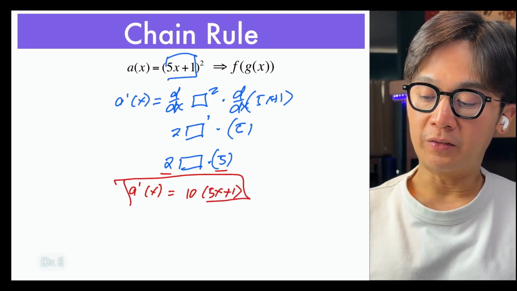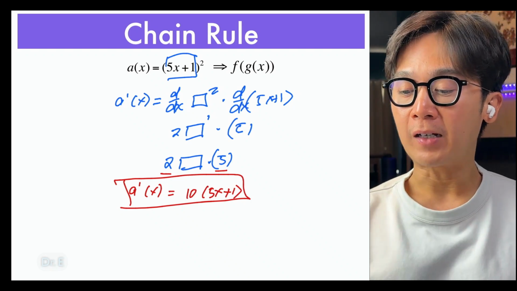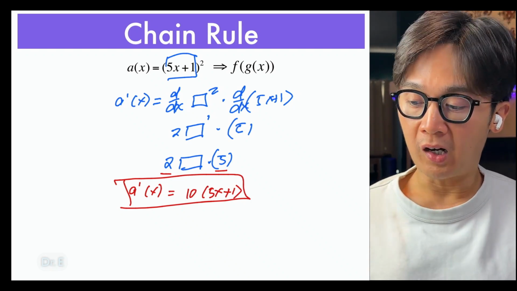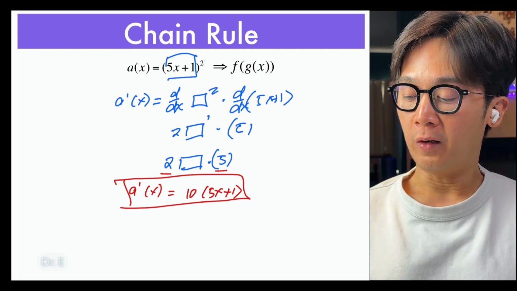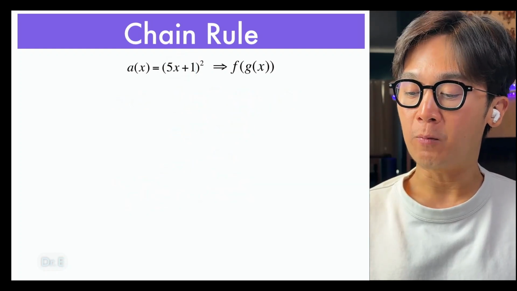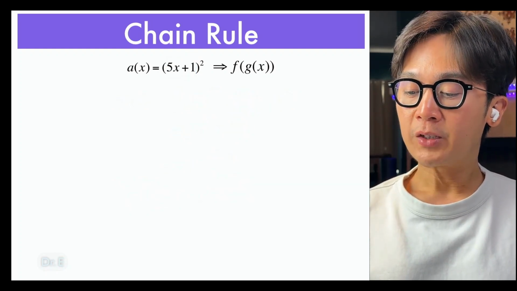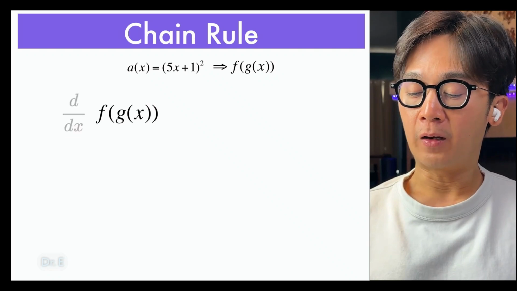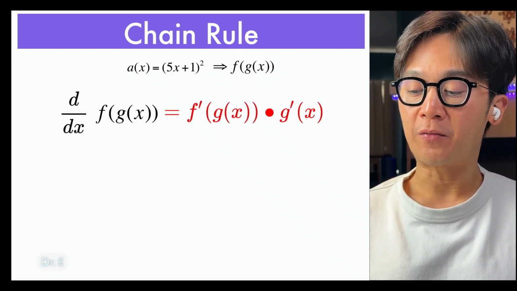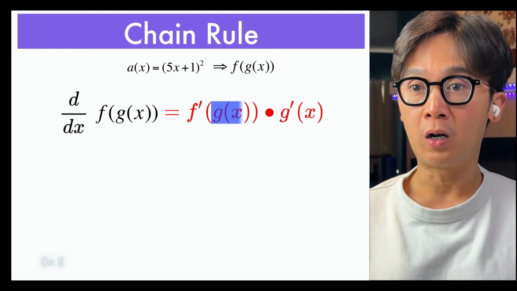So this is now the derivative of your function, 5x plus 1 raised to the quantity squared, using the chain rule. And to have a recap of what we just did, we have the derivative of the composite function, and to find the derivative function, this is our formula for the function.